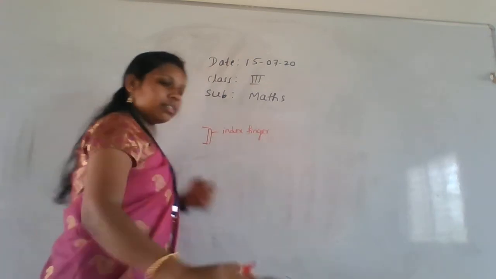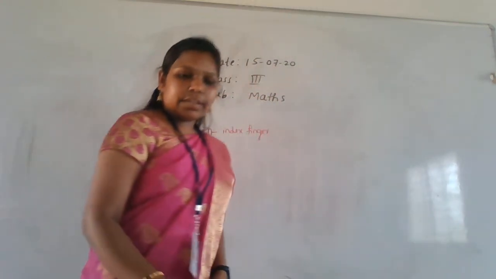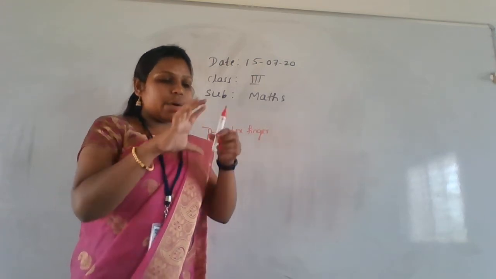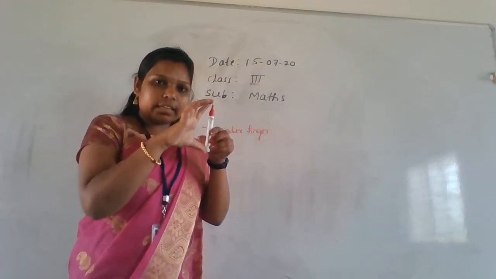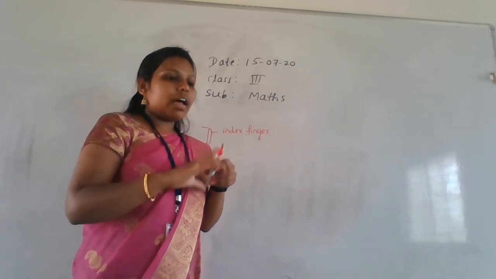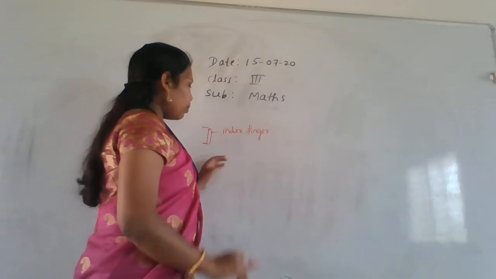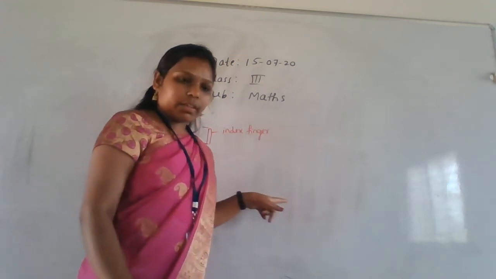Next one is what they have given? Pencil. Everyone has a pencil. Again take a scale and measure your pencil with the scale. Okay, and however much length there is, you have to write it in your textbook.